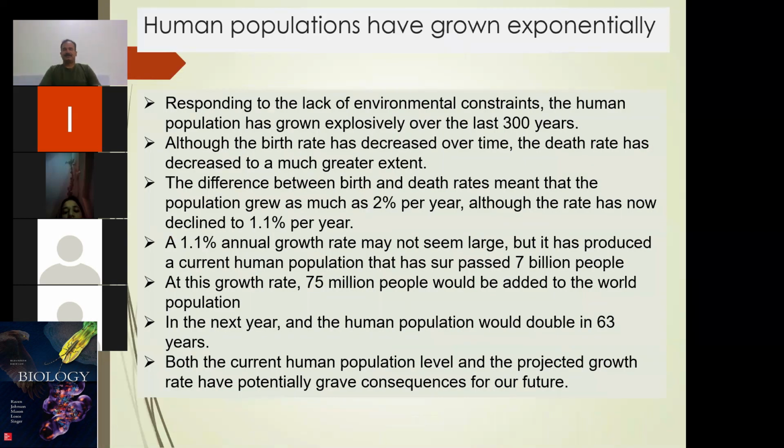So the human population nowadays is growing exponentially because man has controlled the environmental factors, and that's why for the last 300 years the human population has been growing exponentially. So now the birth rate is gradually decreasing. At that time, 300 years ago, there were 30 births per 1,000 individuals every year. And at that time, the death rate was 20 individuals per 1,000.